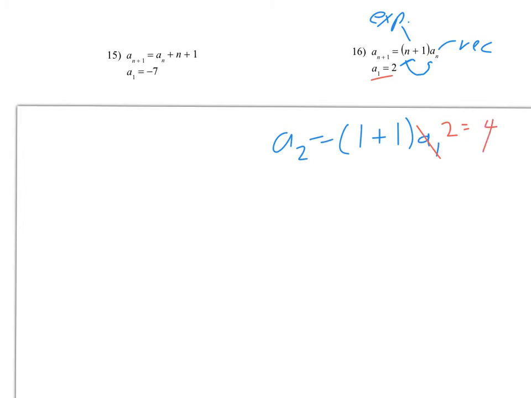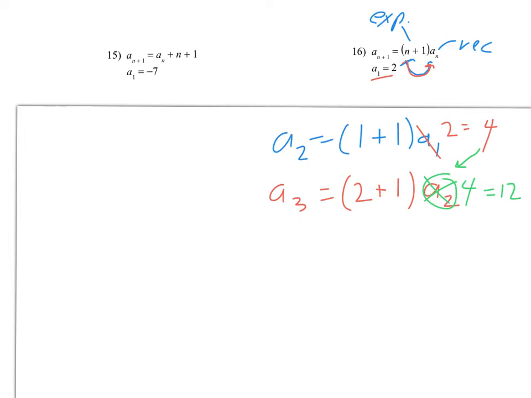So now when I'm finding a sub 3, now this turns into a 2, and this turns into a 2 as well. Because once again, I just need those n's to match there. And now I'm going to plug in a sub 2 right there as a 4, which is what I got for a sub 2. So this is, let's see, 3 times 4, which is 12.